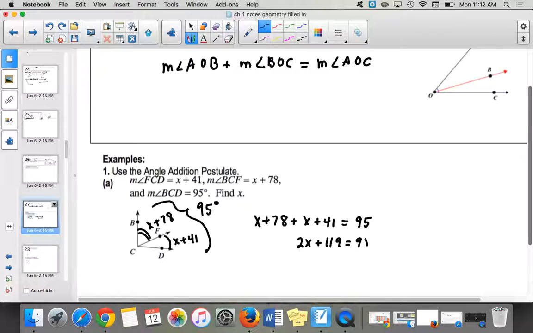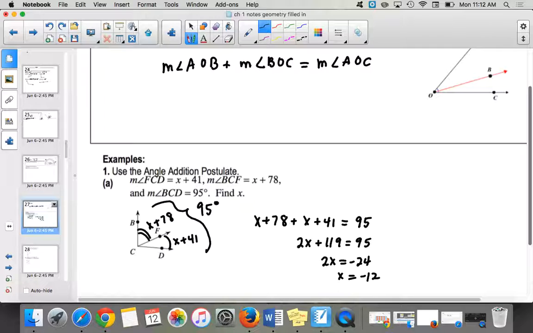Oops, 95. Is that 119? So what do we get? 2x is equal to negative 24, so x equals negative 12. It's okay for x to equal a negative, but make sure when you plug it in you don't get a negative angle. That means that you're probably wrong, right? If you plugged it in and got a negative. Is it okay with negative 12 though? Negative 12 plus 78, is that good? Yeah, and you can always check.